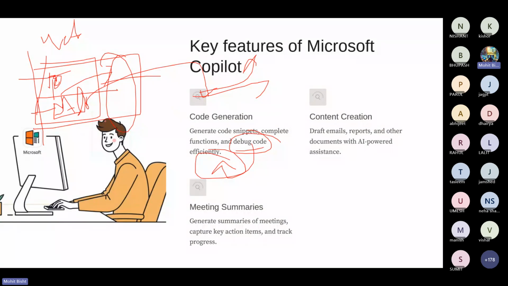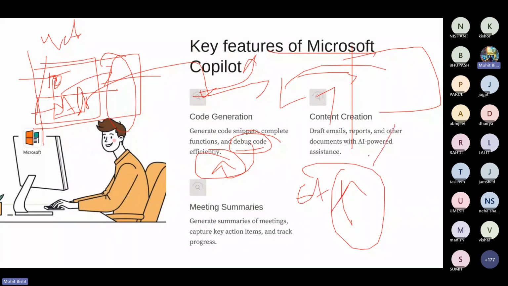Debug the code. It will help the developer to enhance your productivity. Or second thing, what you can do, you can take a snippet. Suppose this is my code. I can take a screenshot of this. I can go to the Copilot. With the help of Copilot, I can just paste this image. I can directly ask instead of copying this code, right?